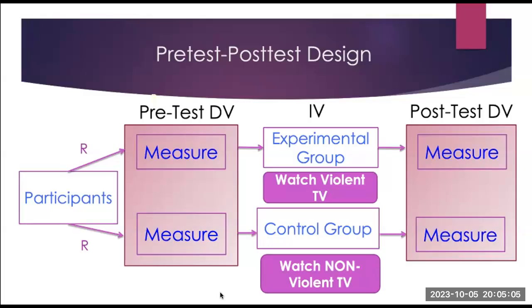Then you introduce the independent variable. Either they're in the experimental group and they watch violent TV, or they're in the control group and they watch non-violent TV, and then you measure their variables, the aggression levels, again. So with the pre-test, post-test design, what you're looking for is not only change, you want to see a difference between the experimental group and the control group, but you're also looking, are there any changes between the pre-test dependent variable value and the post-test dependent variable value? So this is a much stronger design than the post-test only design.